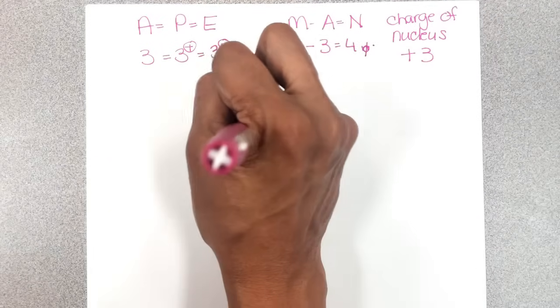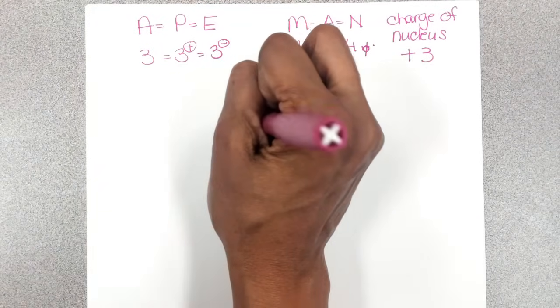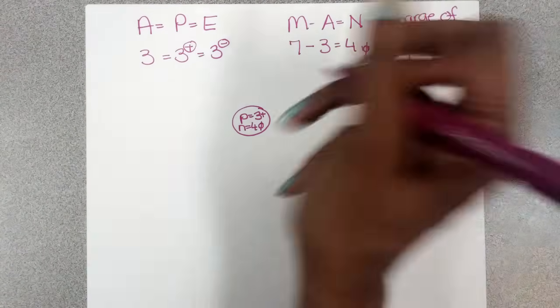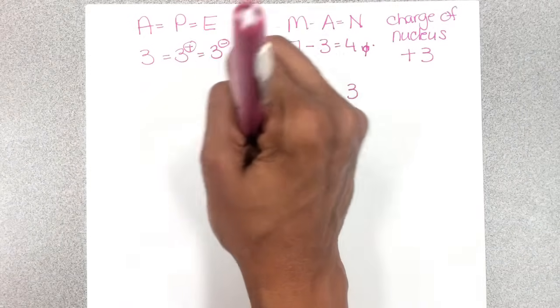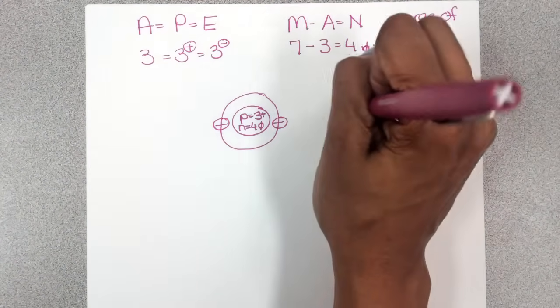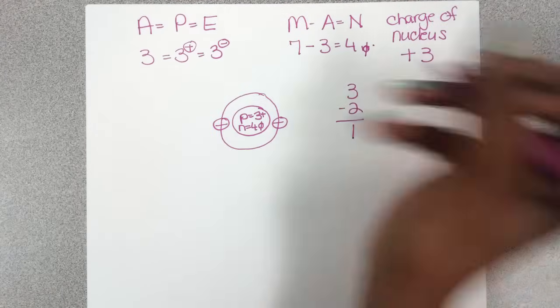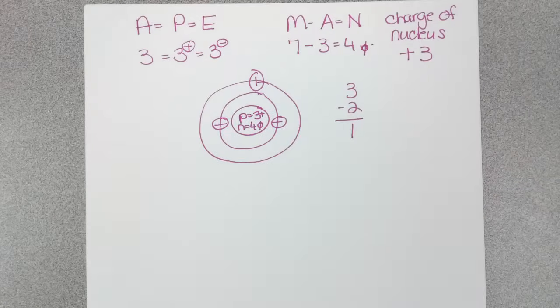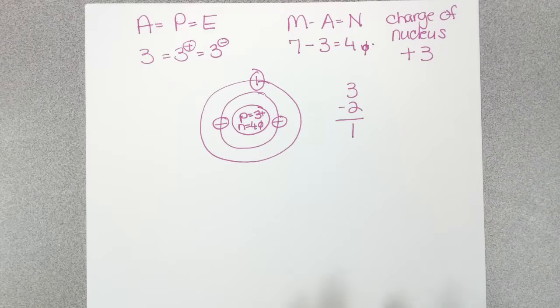Neutrons go in the nucleus. I have 4. They have no charge. I have 3 total electrons. So I can put 2 in the first energy level. And I have 1 left, so that's going to go in the second energy level. And that is my Bohr model of lithium.